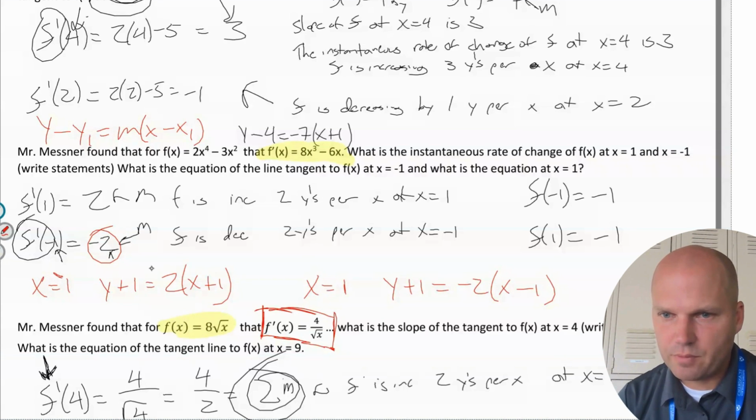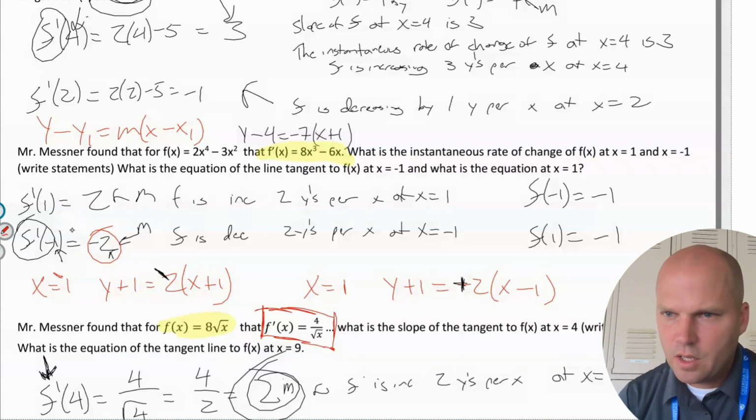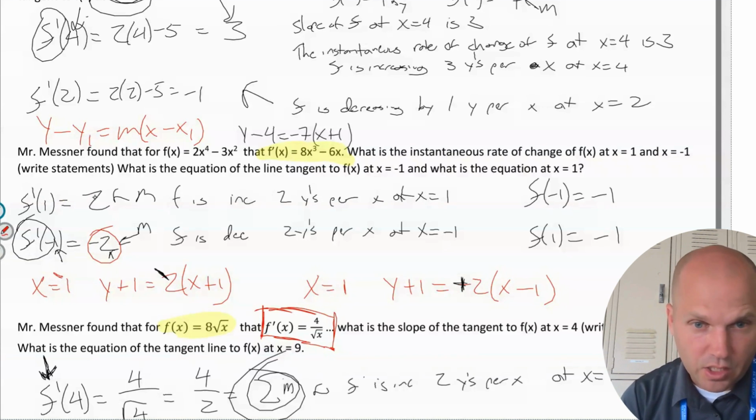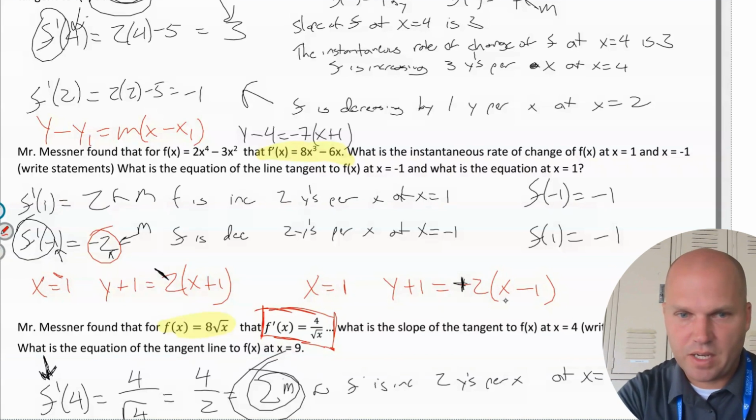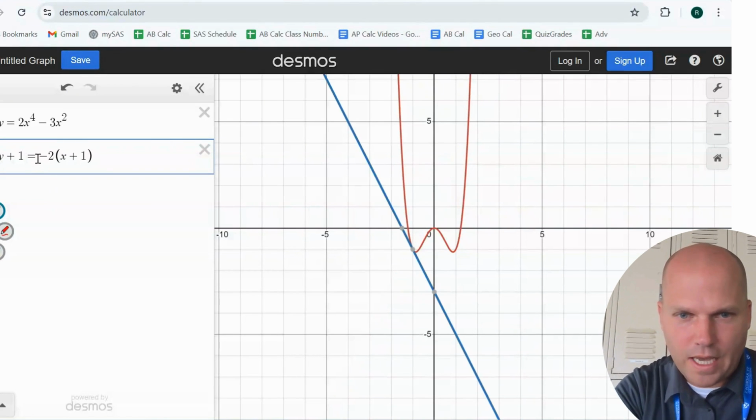Mr. Messner screwed up. This is why we can check our work. This should be the -2. This should be the +2, right? If we have 1 plugged in, we get 2. If we have -1 plugged in, we have the point -1. We have the slope of +2. I got them all flip-flopped. My bad. So I need to change this to a -2. And then voila, there we go.